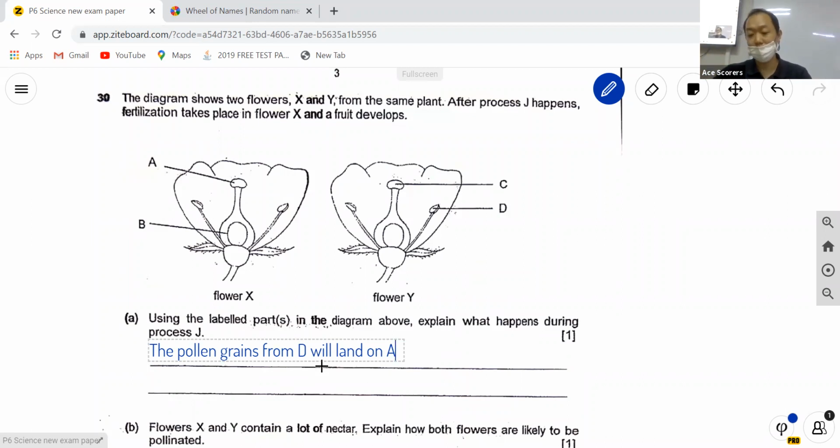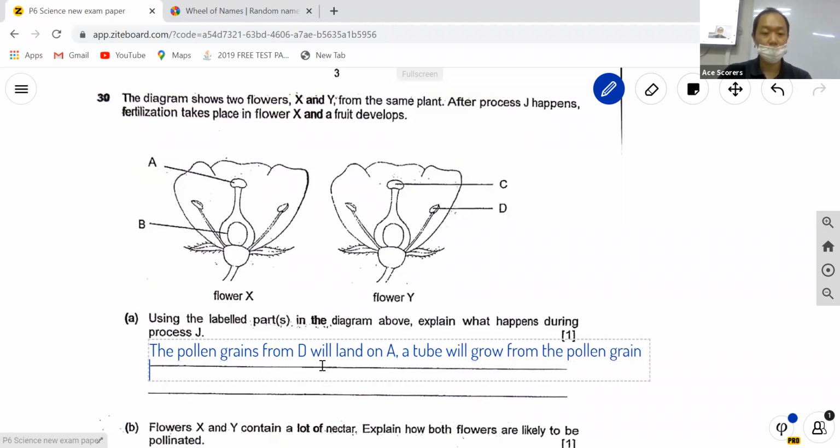So after landing on A, what happens? After landing there, what will it do? The stigma will grow a what? The pollen grain will grow a tube. Okay, so a tube will grow from the pollen grain and reach the ovule.